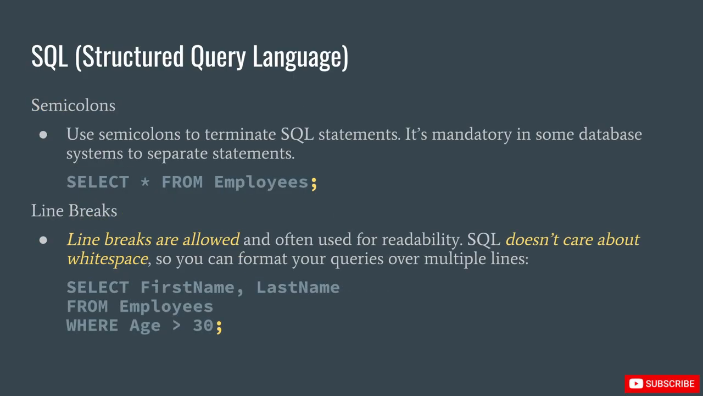SQL, or structured query language, has a few key syntax rules to keep in mind. Using semicolons is important. They signal the end of an SQL statement. In some database systems, it's mandatory to separate statements with a semicolon. Line breaks and white space don't matter to SQL, so you can use them freely to make your queries easier to read. It's totally valid and even recommended to format a query over multiple lines if that improves readability.